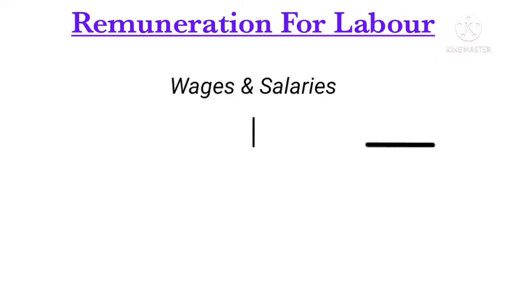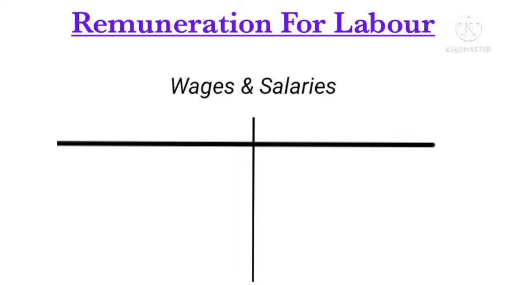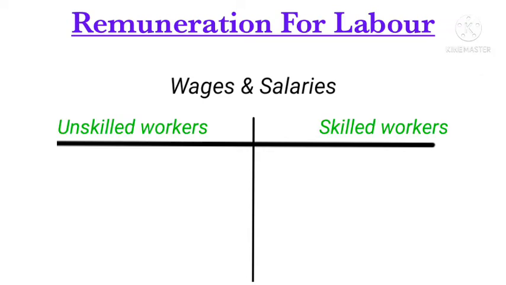From here, labor can be divided into two, although it is usually divided into three. There are unskilled workers and skilled workers. Unskilled workers are often paid in wages, which means they earn depending on the hours they have worked.